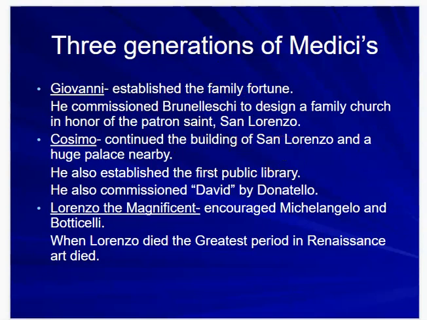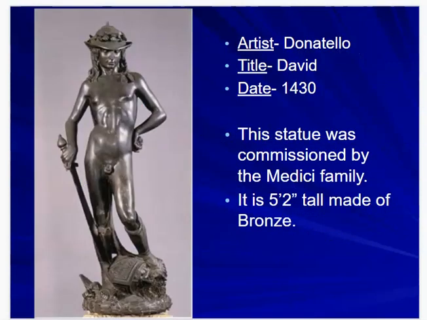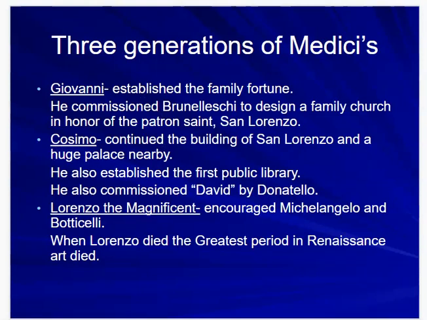He established the first public library, and he commissioned the Statue of David by Donatello. The Statue of David is this statue. Very, very famous, okay? You probably also know Michelangelo's Statue of David, but the Statue of David by Donatello was actually the first one that was made for that family. Then we have Lorenzo the Magnificent. He encouraged Michelangelo and Botticelli. When Lorenzo died, the greatest period in the Renaissance also kind of died off, okay? So this family was that important.